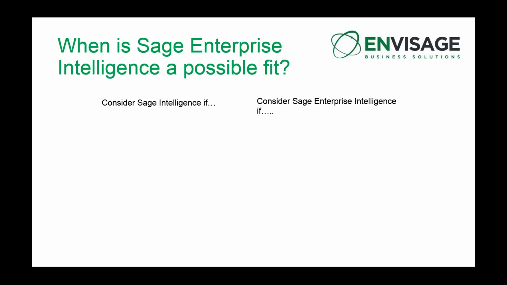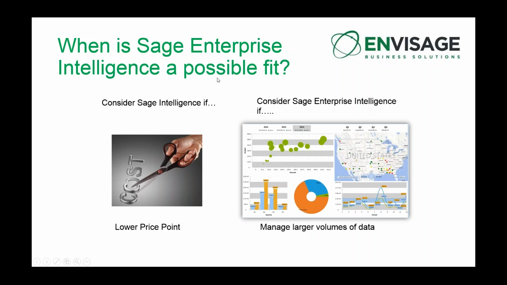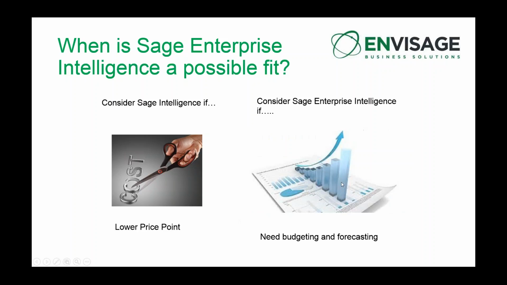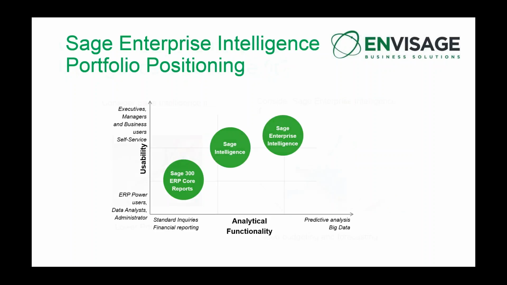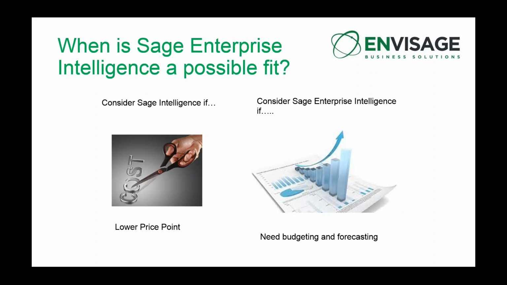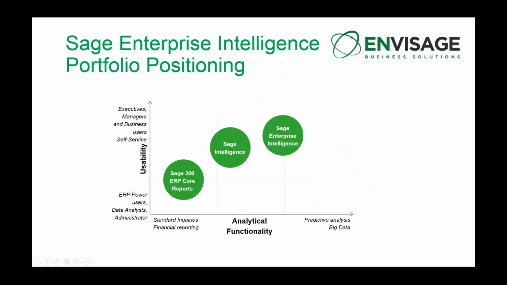So when is Sage Enterprise Intelligence a possible fit? Sage Intelligence is the second one that we saw, and Sage Enterprise Intelligence is the first one. Sage Intelligence has a lower price point. Sage Enterprise Intelligence can handle larger volumes of data. If you've got budgeting and forecasting, that's where we'd send you down the lines of SEI. And also, not on that slide, but if you're more wanting to go the mobile web route, that's an important distinguishing feature between the two.